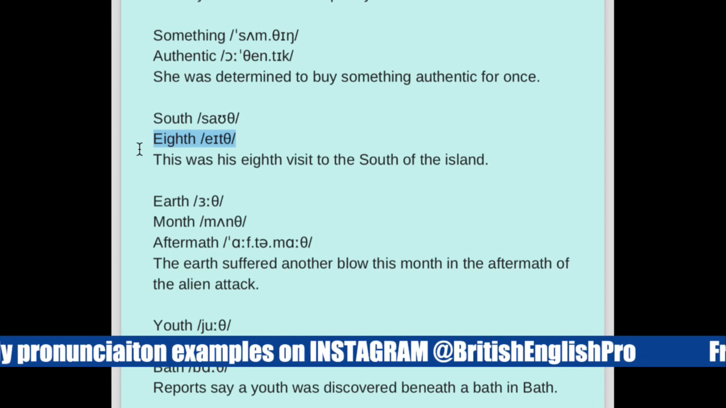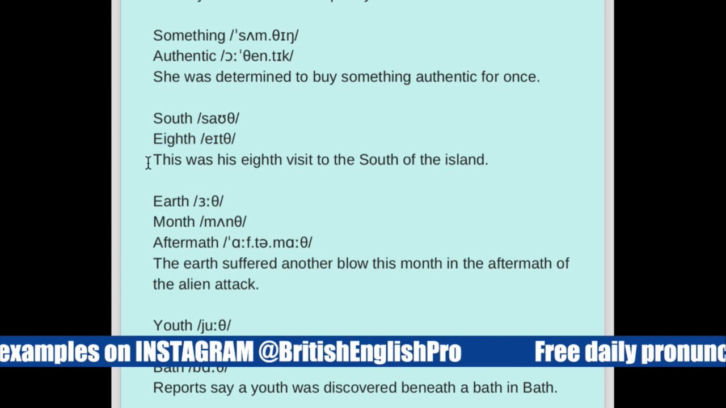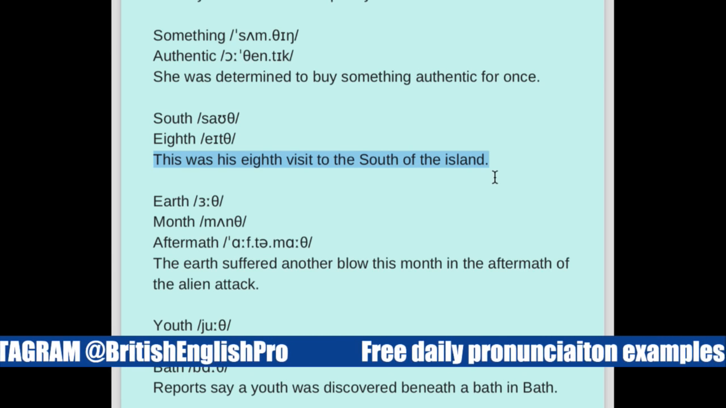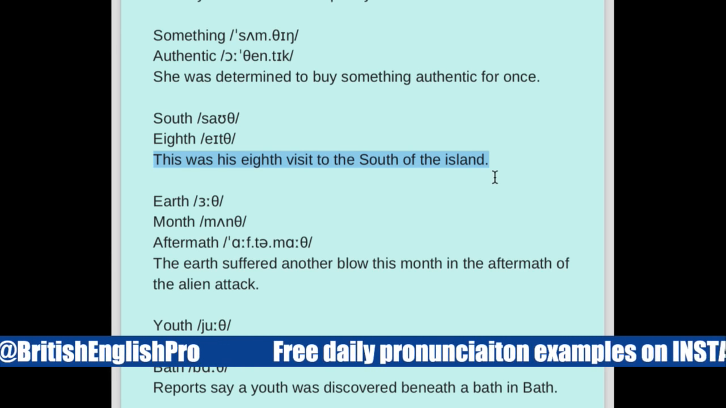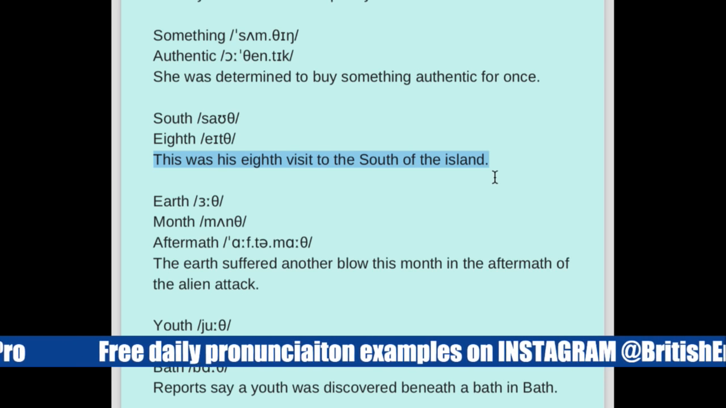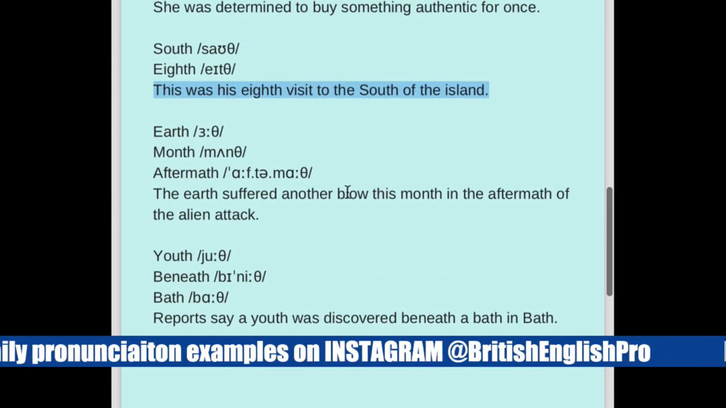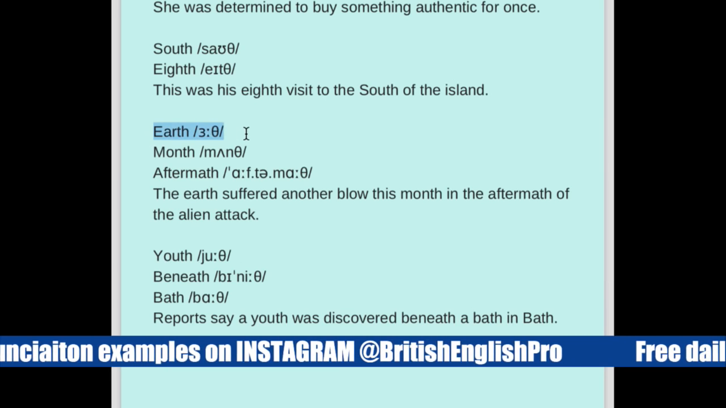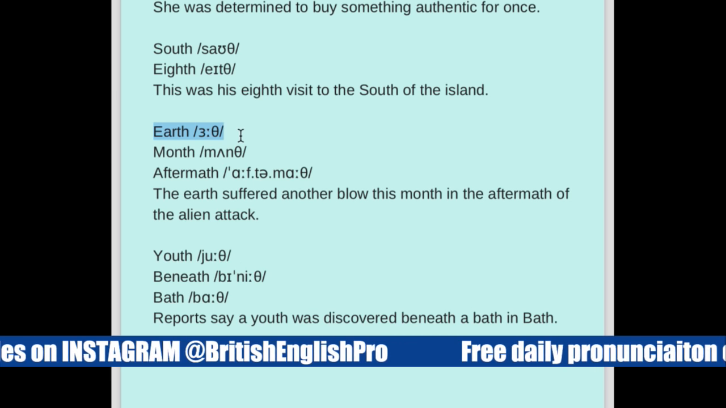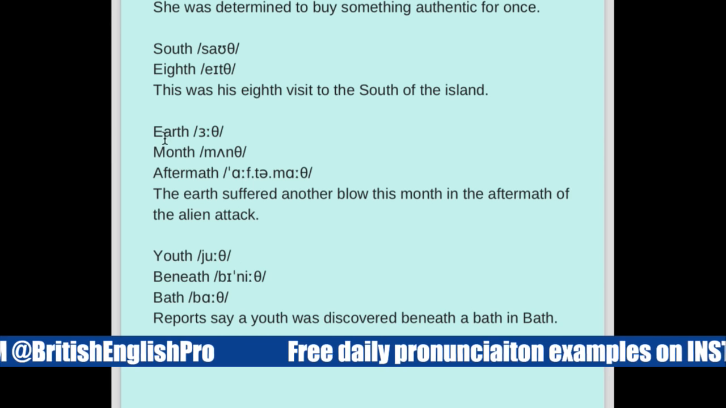Eighth. Gosh. Let's try this example sentence. This was his 8th visit to the south of the island. This was his 8th visit to the south of the island. Good. All right, oh gosh, didn't mean to jump up there. Let's try these ones. Earth. Obviously, we all live on the earth, so it's one that we should be able to pronounce.